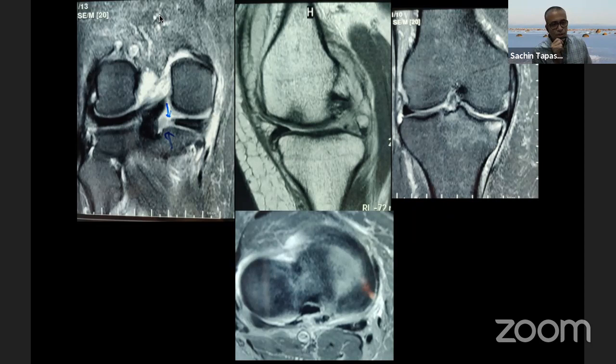But my take would be to do an arthroscopy and see if the root is repairable, because I can see that the root is quite retracted. There's more than 6 to 8 millimeters gap between the insertion point and where the root is. So I would counsel her that if the root is repairable, I'm going to repair it. If it is not repairable, I will not repair it. And depending upon the coronal plane alignment, I will go ahead and do an osteotomy.